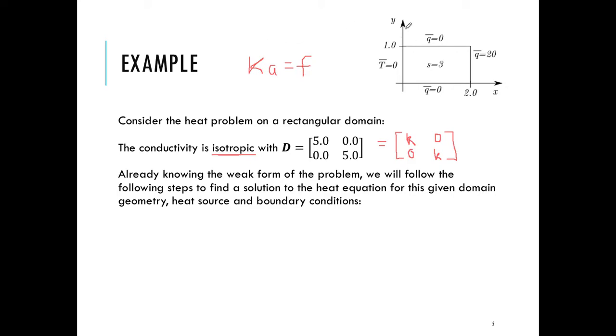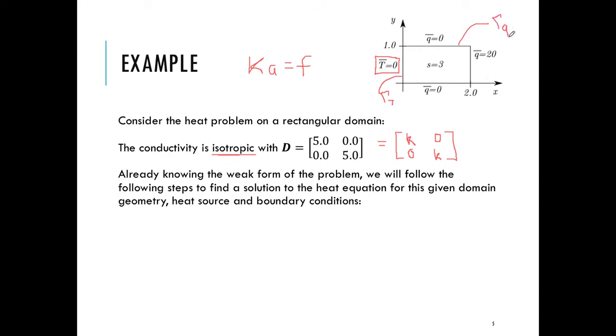Now let's look at the exact problem that we're given. As I said, we've got a rectangular domain. The X length goes up to 2, and Y goes up to 1. We have a temperature boundary condition, so an essential boundary condition at x equals 0, and we know that the temperature here is prescribed to be 0. This is my gamma T right here. All the other parts of the boundary, the other three sides, are prescribed flux boundary conditions, so they are all part of gamma Q.